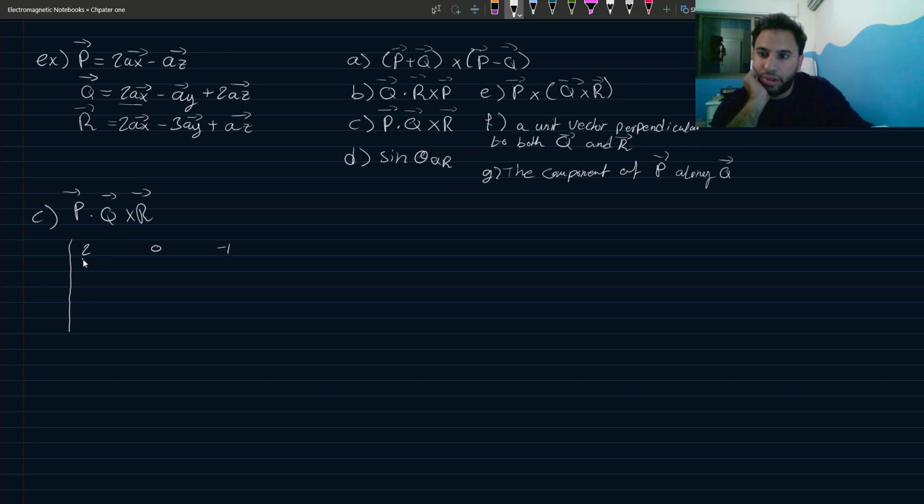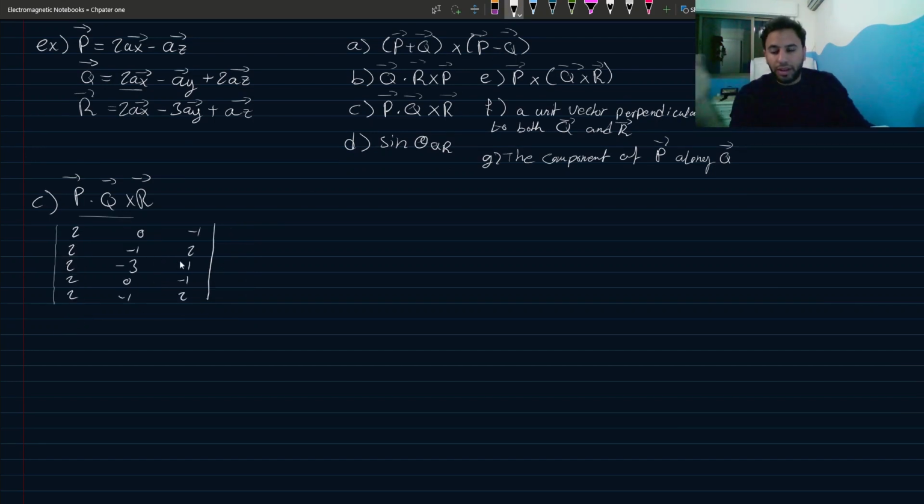Q: 2, minus 1, 2. R: 2, minus 3, 1. And then we rewrite the first row, 2, 0, minus 1. And then the second row, 2, minus 1, 2. Don't do my mistake. Be careful of the components you're trying to copy. We go from left to right.